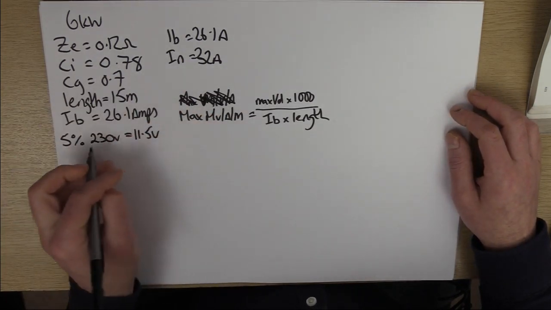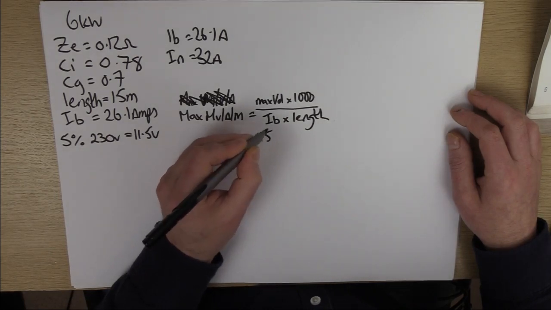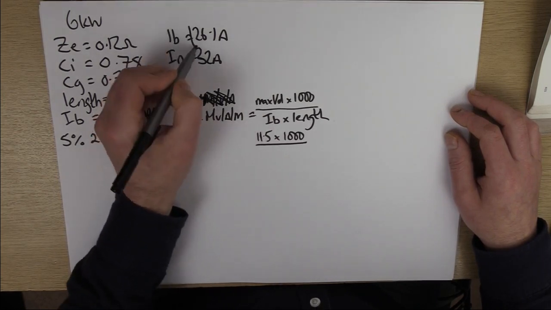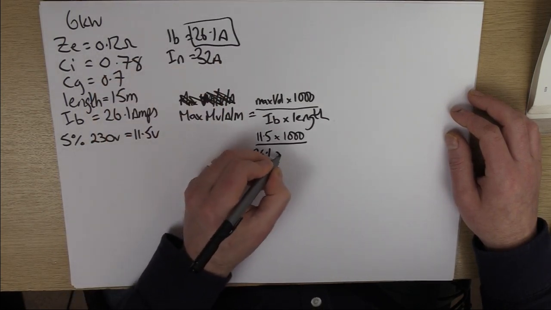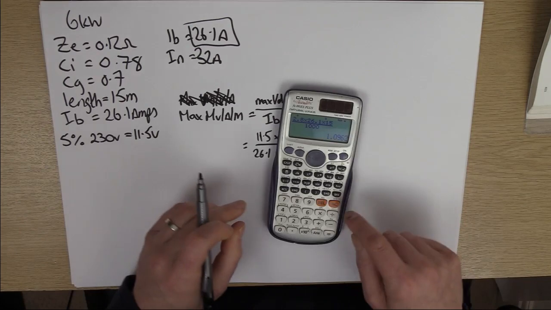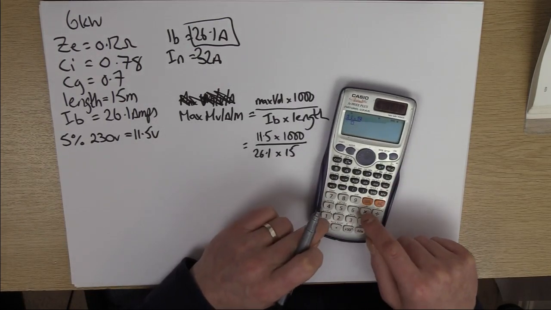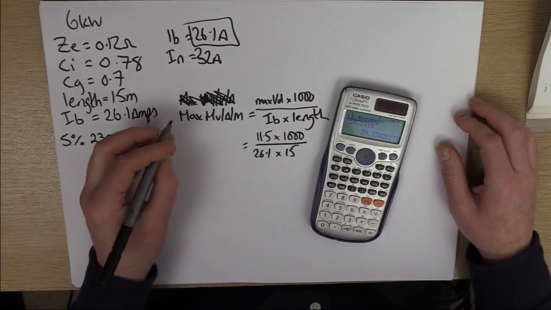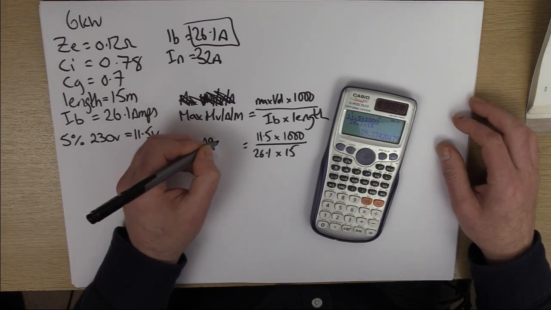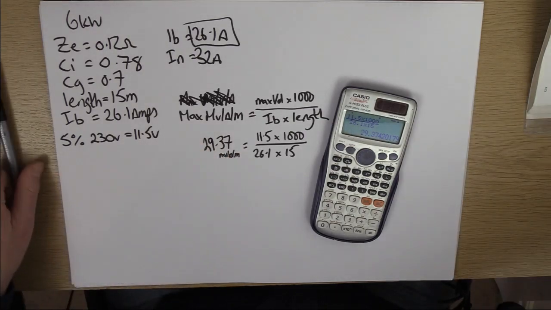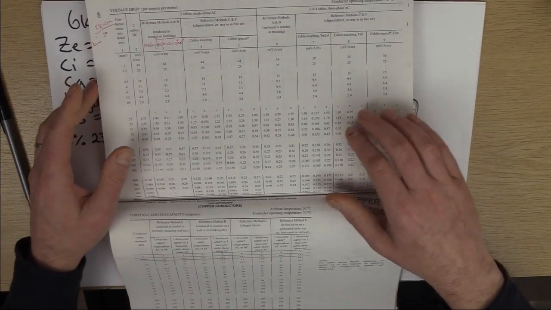So filling in what we know then, we know 11.5, we know the number 1,000, we know our design current, that's 26.1, and we know our length is 15. So our maximum millivolt per amp per meter value then would be 29.37. That's the maximum, so any cable under that will be allowed. Here we are.